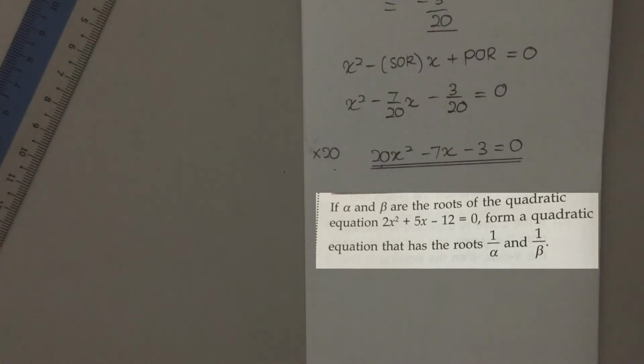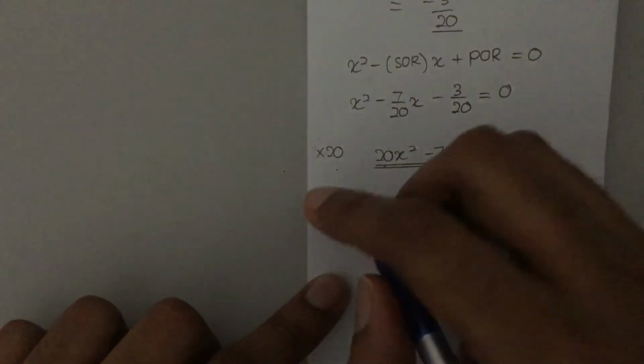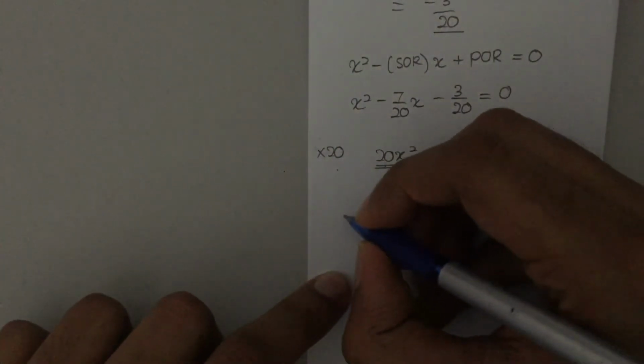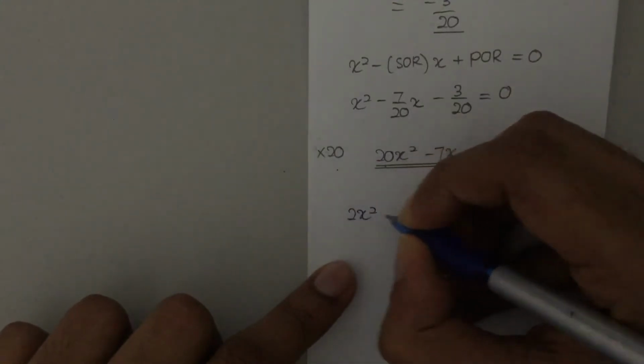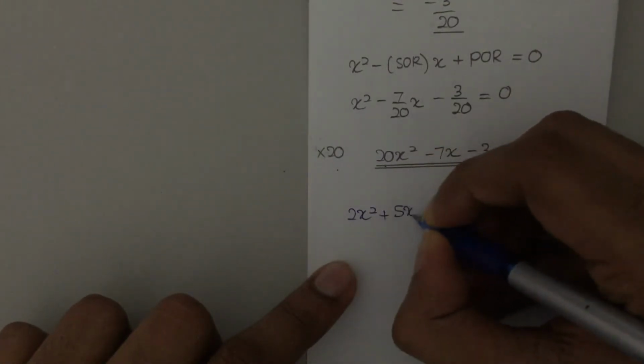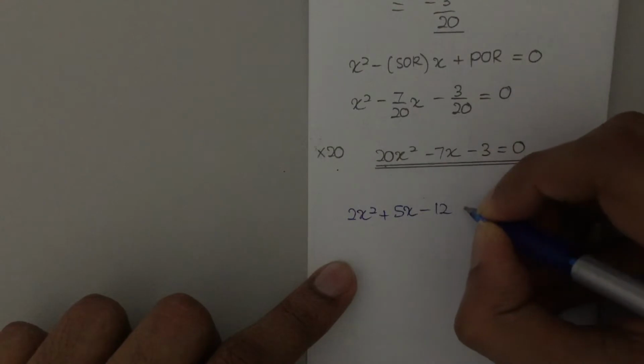Okay, so this is the problem. We are slowly going into a more complex question. So no worries, I'm going to guide you with step-by-step working. Let us start to solve this question. Let me write the quadratic equation here: 2x squared plus 5x minus 12 equals 0.